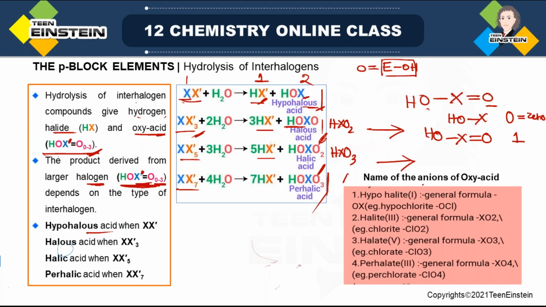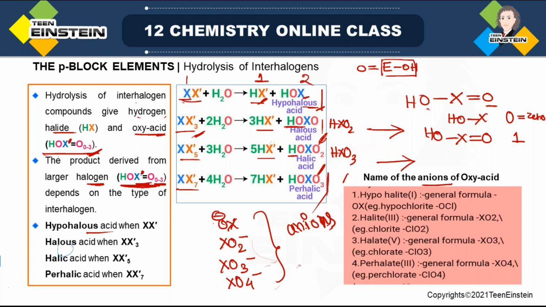here we have all the anions of oxyacid. That means if you remove hydrogen from this oxyacid, what will you get? Suppose you are removing hydrogen from the hypohalous acid. The anion that you will get is like this. Then from the second type, HXO2, the anion that you will get is XO2 minus, then XO3 minus, and XO4 minus. So these are the anions that you will get when you are removing the hydrogen.